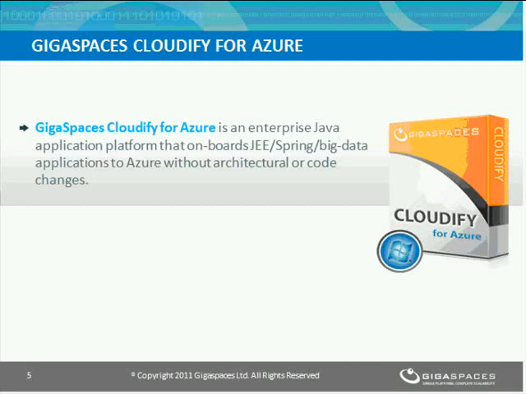Our cloud enablement product line, named Cloudify, is now enhanced with a dedicated edition for Azure users, which provides the enterprise-grade application platform to onboard J2EE, Spring, and big data apps onto Azure. And with this, I would like to switch to the solution description that will serve as a basis for the demo. Nati, please. Thank you, Adi.